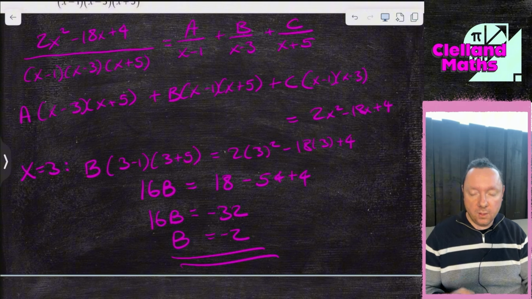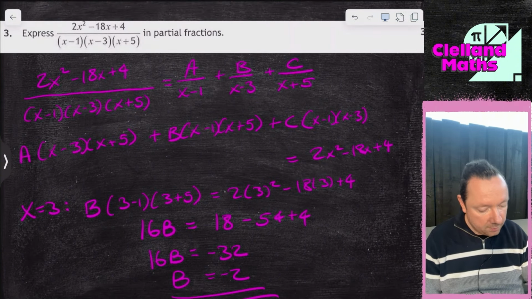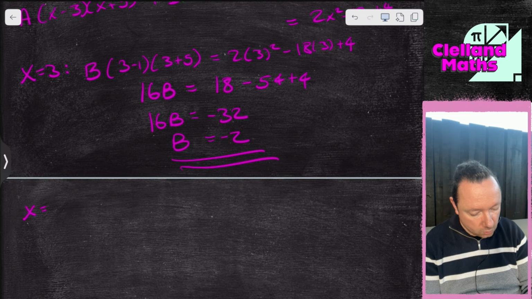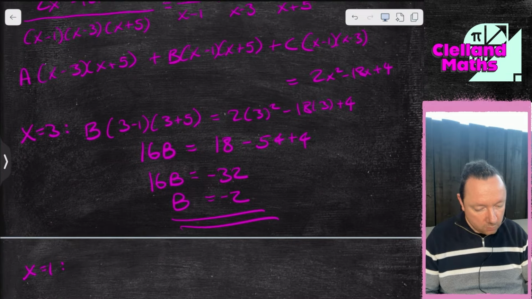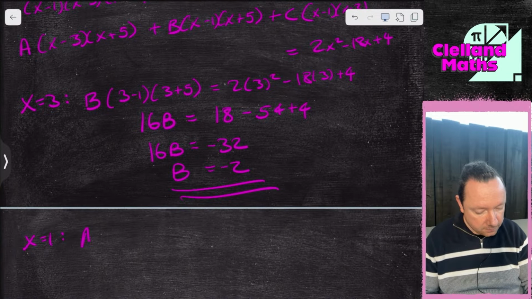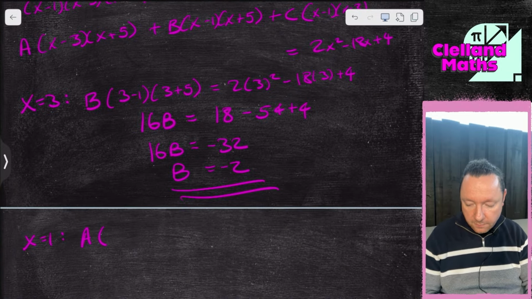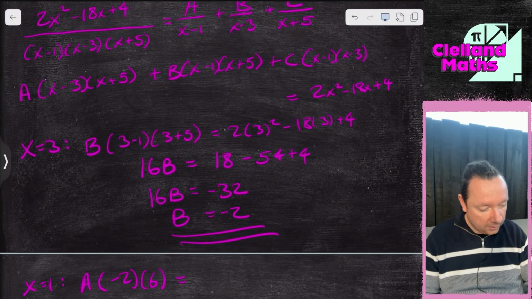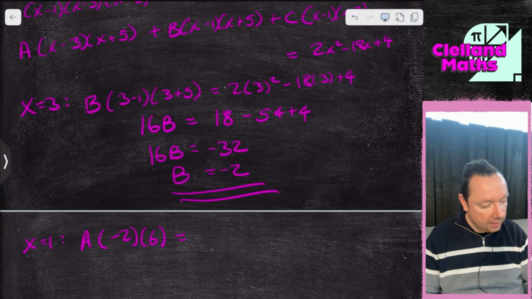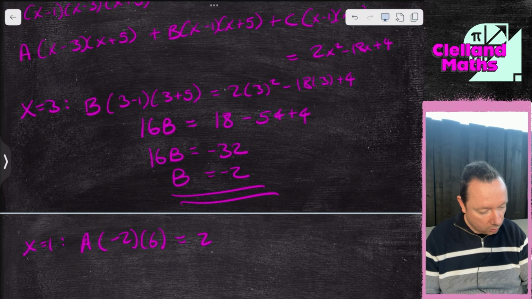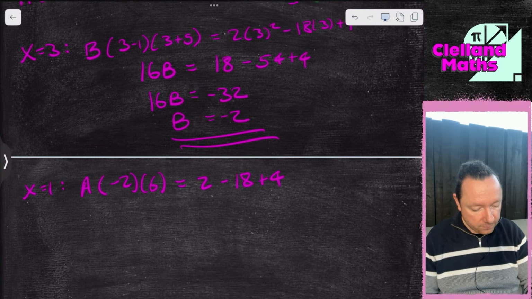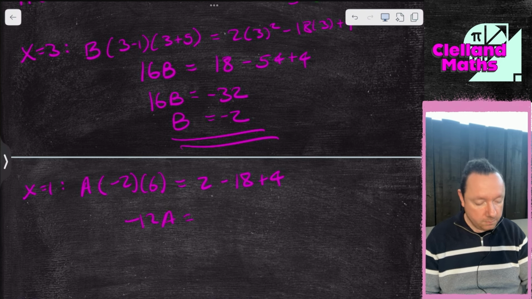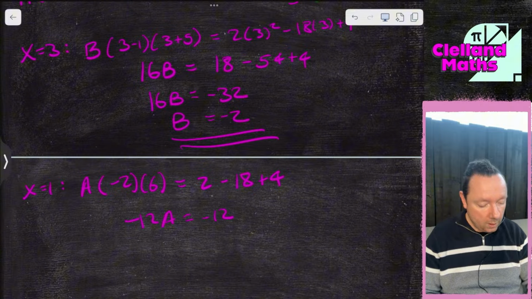So we've got B, now we pick a number again. Let's try x equals 1, eliminate B and C. So when x equals 1, the first term we've got 1 minus 3, which is minus 2, 1 plus 5, which is 6, and then the other ones disappear because you've got x minus 1 in each of them, A times minus 2 times 6. And then on the right-hand side, you've got 2 times 1 squared, which is 2, minus 18 times 1, plus 4. So that's minus 12A equals minus 12, and therefore A equals 1.